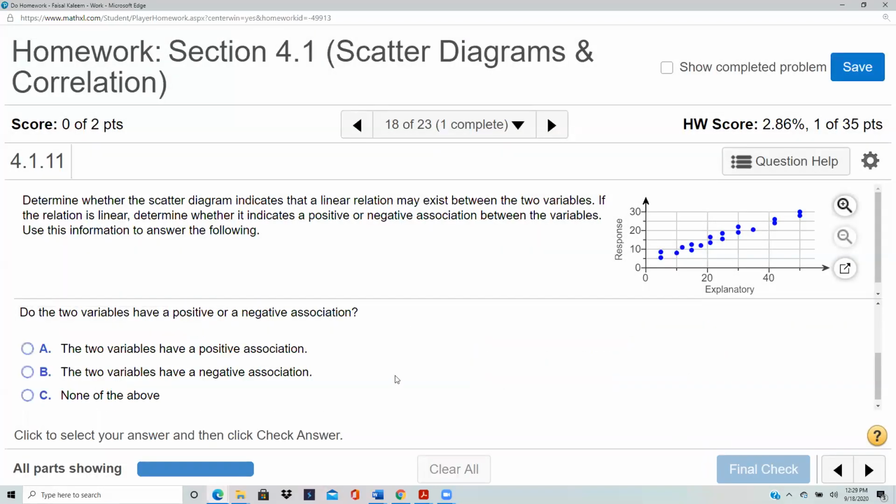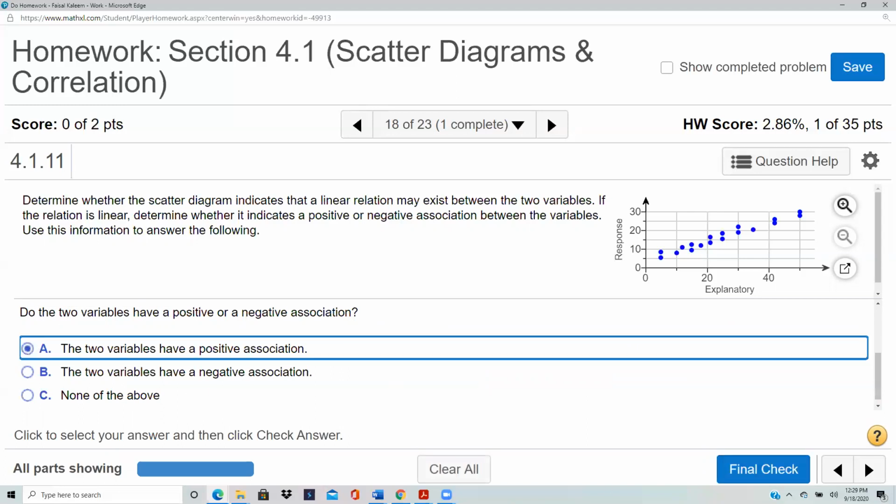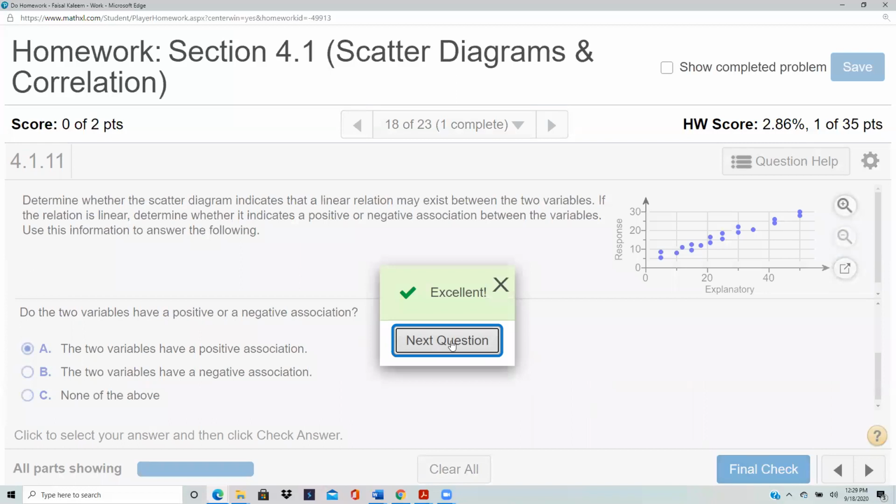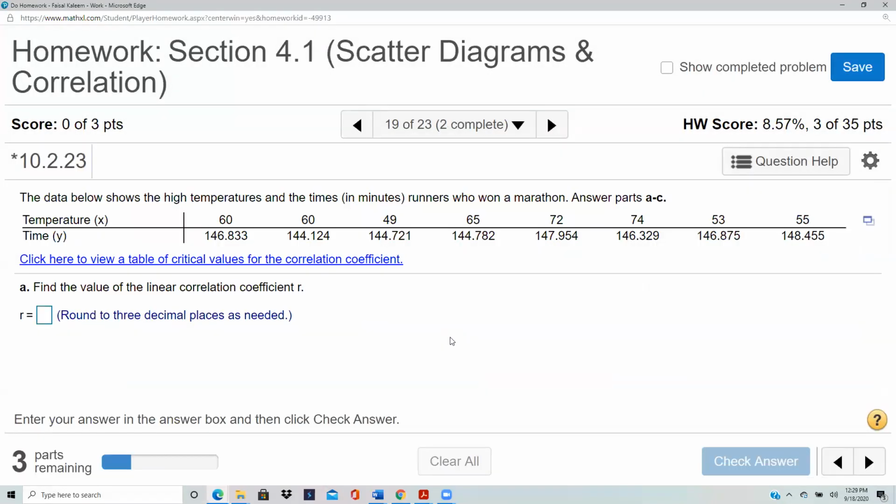And then they ask whether it's positive or negative. So we already figured out that it should be positive. And now we mentioned the correlation coefficient some time ago. Now it's time to actually start calculating. So here we have our data and we have to find the linear correlation coefficient.